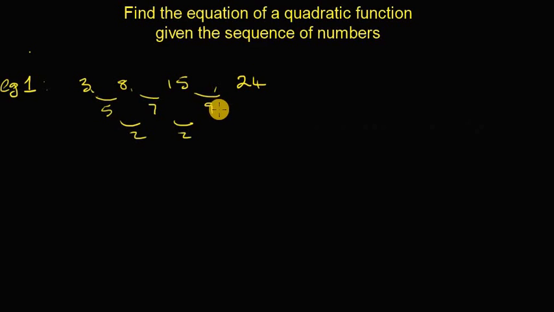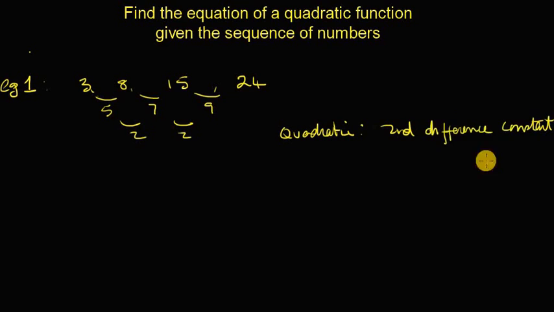So it's not linear because the first difference isn't constant. And then you see the second difference is constant, it's 2. So because the second difference is constant, we know that it's quadratic. Okay, we also know that our quadratic is going to be the form an squared plus bn plus c.